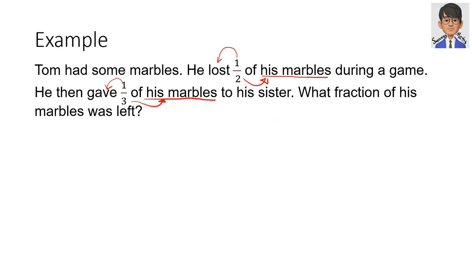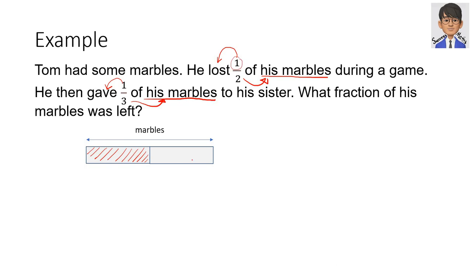So you must remember, these 2 fractions, are we going to multiply or are we going to add or subtract? First of all, you must always check whether the 2 fractions are referring to the same whole, or in other words, whether the 2 denominators refer to the same whole. So if I'm going to draw a model, it will look like that. The 2 marbles, he lost half of it. So half of this is gone. Normally when we shade, what are we shading? We are shading the numerator part, which you learn in primary 2.